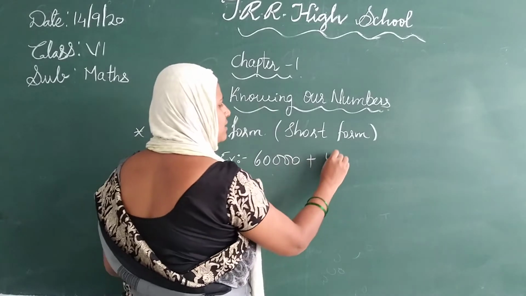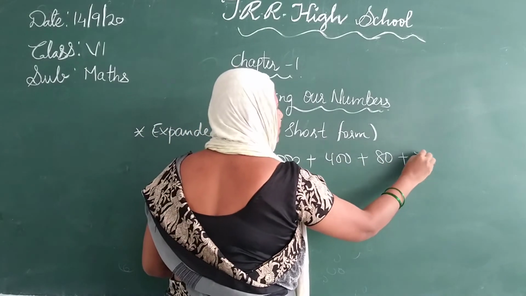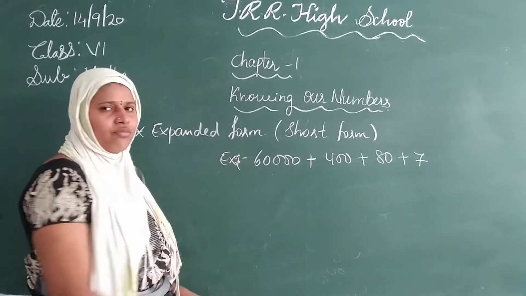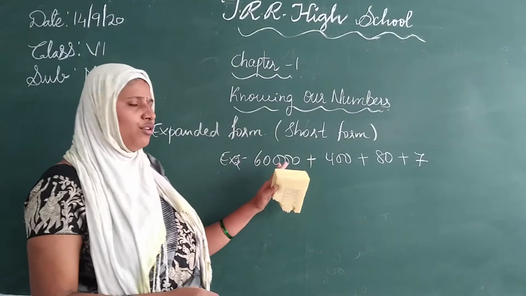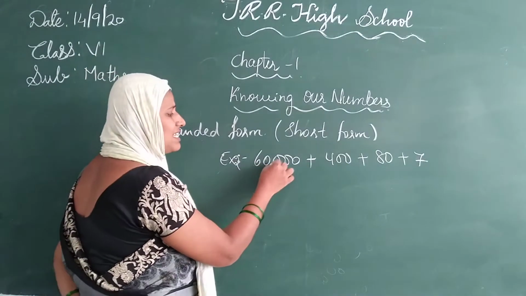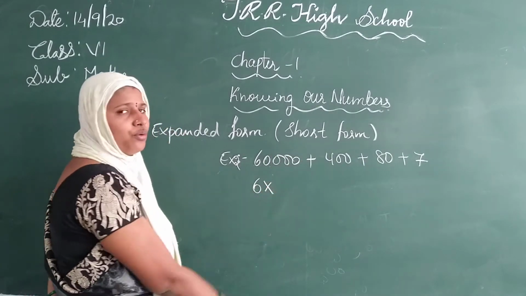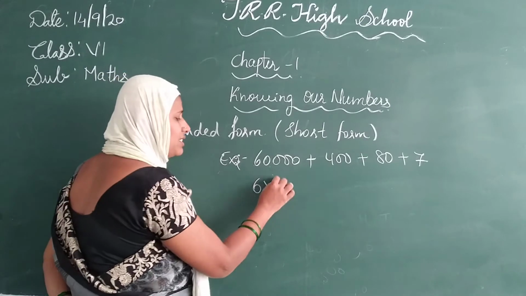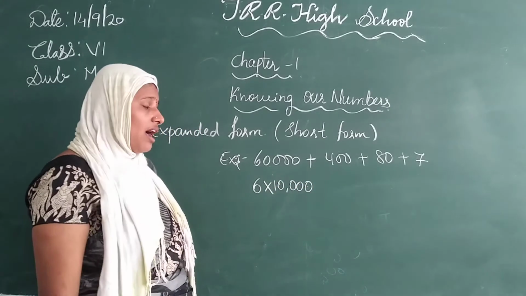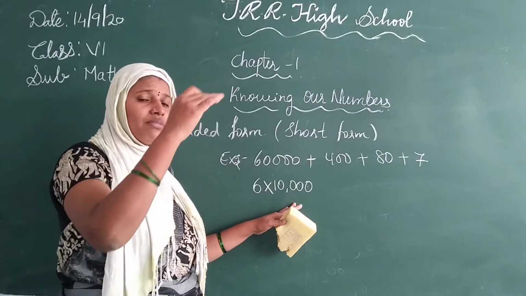60,000 plus 400 plus 80 plus 7. This is example 2. Now what I said, first you have to write it as a product of the digits and the place value. How? 60,000: how will you write 60,000? 6 into 10,000. Already in the last class I gave you the place value chart.